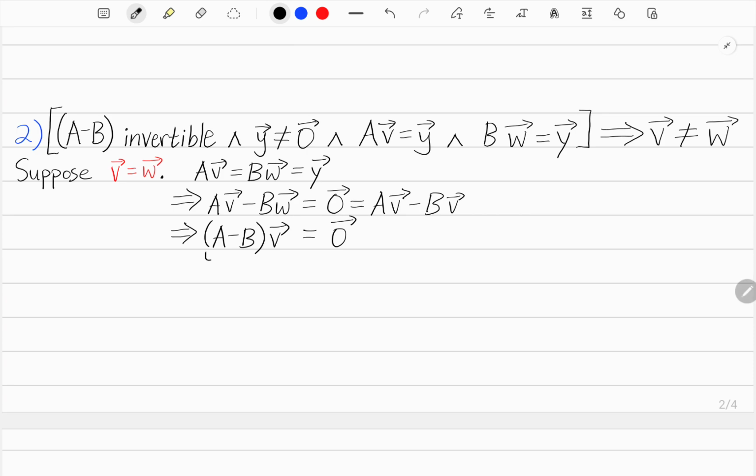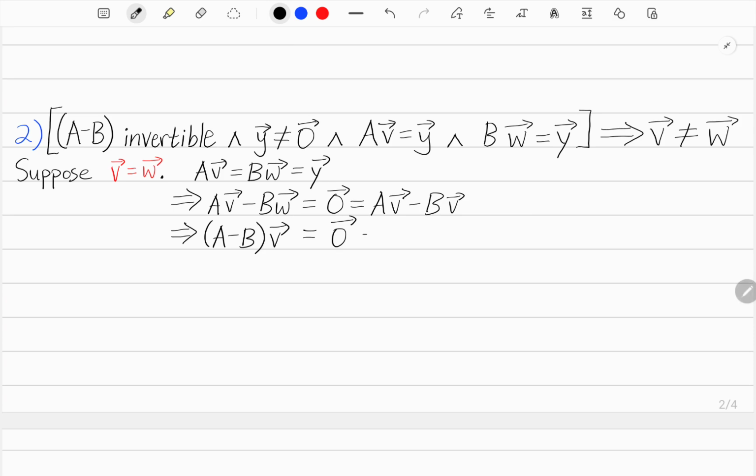Is it possible for A minus B to be the 0 matrix? Well, recall A minus B is invertible. It is not the case that A minus B is the zero matrix. Because what matrix do you multiply with the zero matrix to give you the identity? It's like, what number do you multiply 0 by to give you 1? Nothing. If A minus B is invertible, that means it cannot be the 0 matrix.